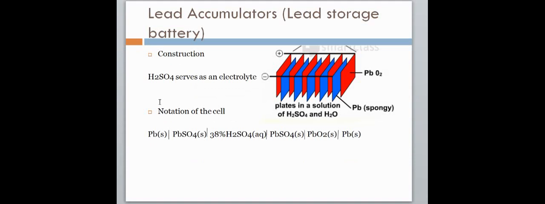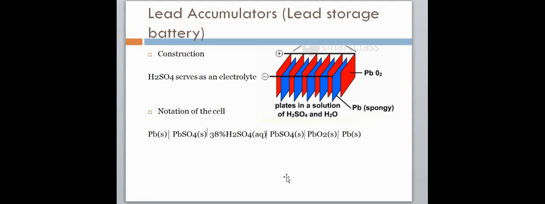The next type of cell is lead accumulators, also called lead storage battery. As you can see in the diagram here, this is something that is used in cars. Storage batteries contain acid, so H2SO4, that is sulfuric acid, serves as an electrolyte.